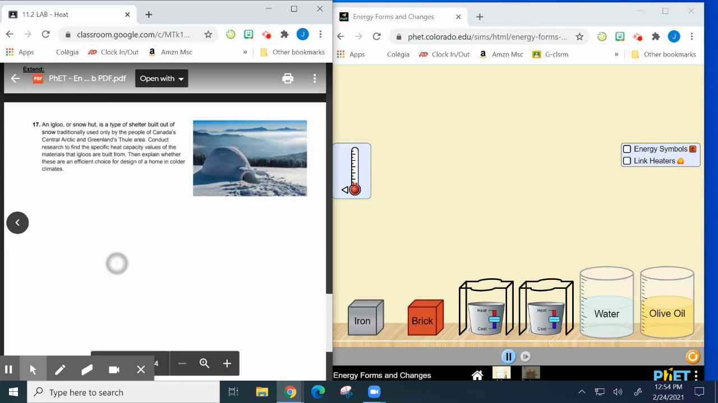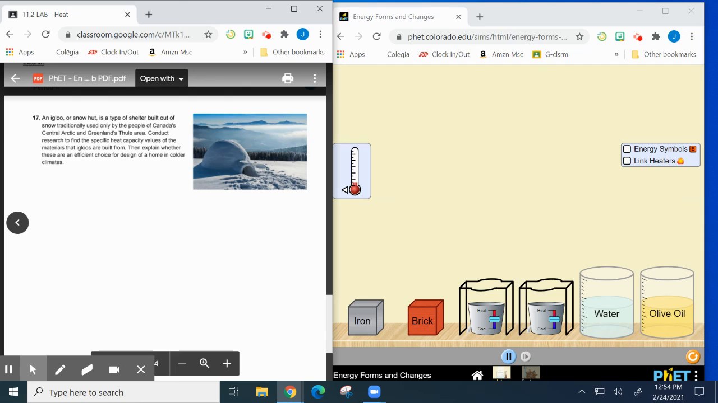Okay, so an igloo or a snow hut is a type of shelter built out of snow, traditionally used by people of Canada's Central Arctic and Greenland Thule area. Conduct research to find out the specific heat capacity values of the materials that igloos are made out of. What are they made out of? Snow, right? Frozen water. And then explain whether these are an efficient choice for design of a home in colder climates.